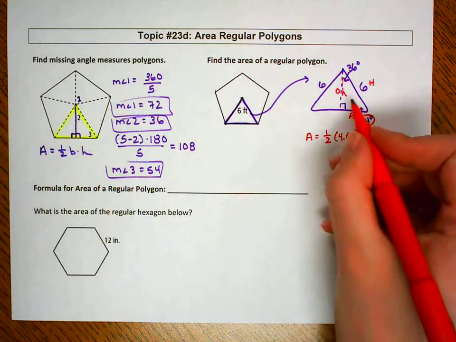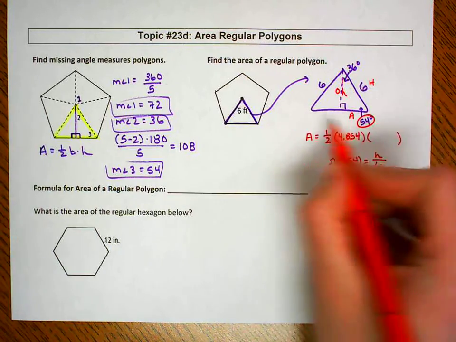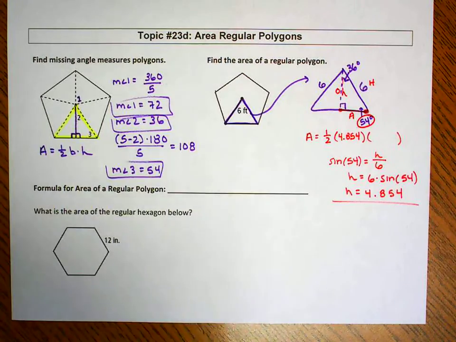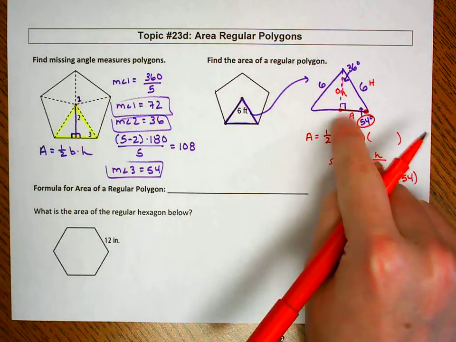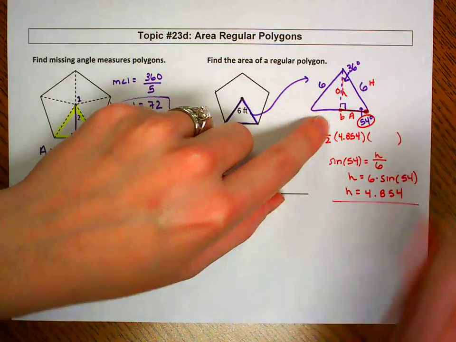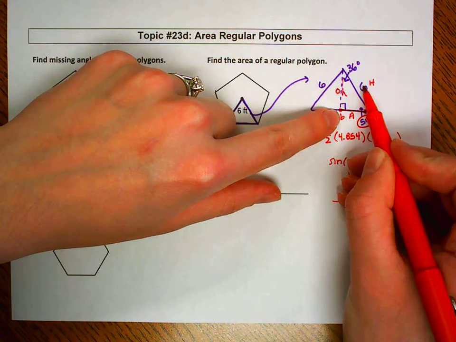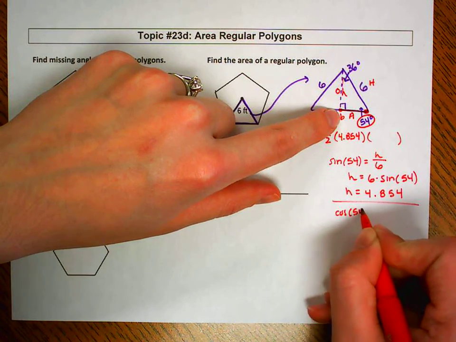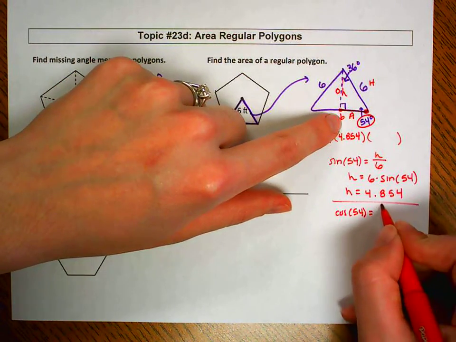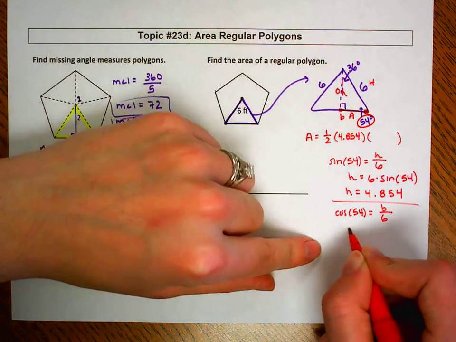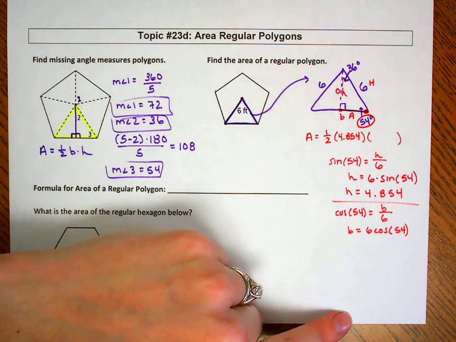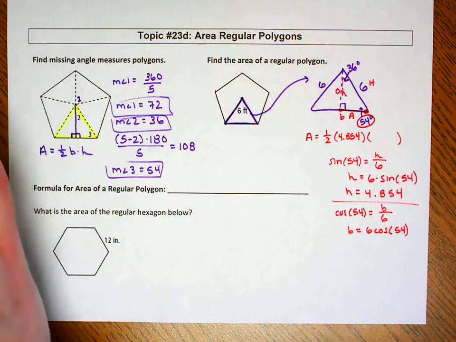Now I'm going to solve for my side down here, or the base of my triangle. If I can find out what from here to here is, that will be half of my base. So to find this, we'll call this little b, 54. I'm going to use that 6 again, so I'm going to use cosine with a and h. So cosine of 54 is equal to my adjacent side, so half of my base over 6.